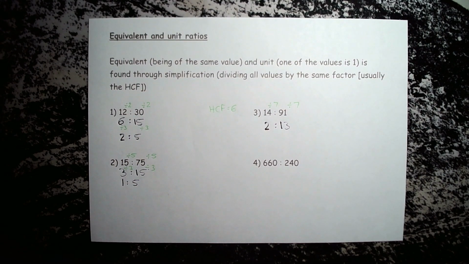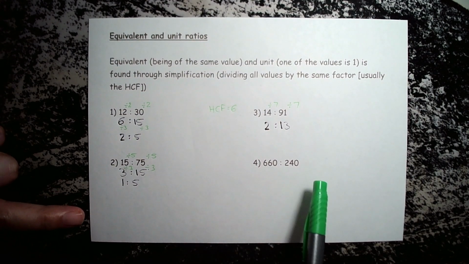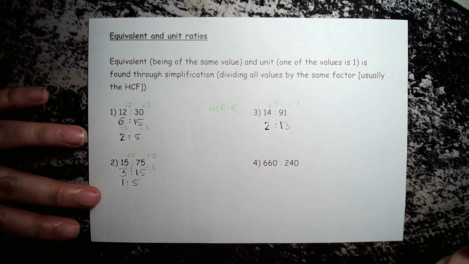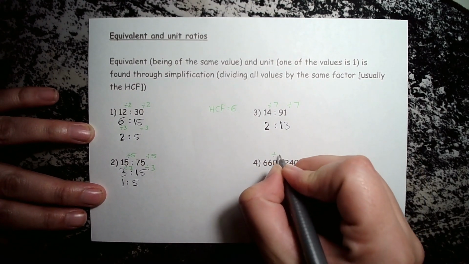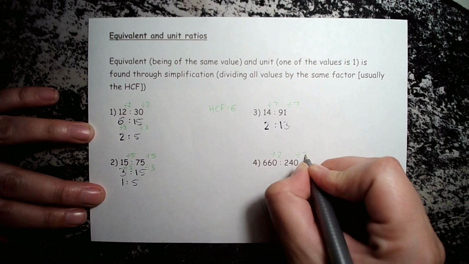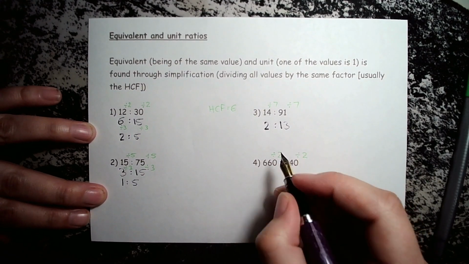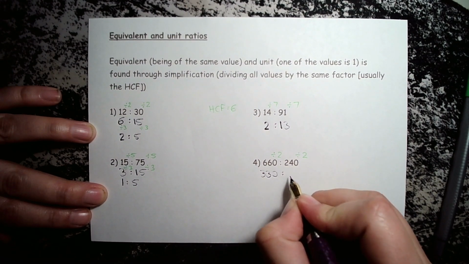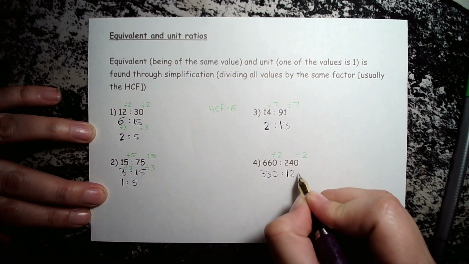Number 4, 660 to 240. We're going to do this one step by step, even if we can immediately see that because they both end on a 0, we could just divide by 10. Let's do it the long way around. Divide by 2 on either side, and then we get 330 is to 120.